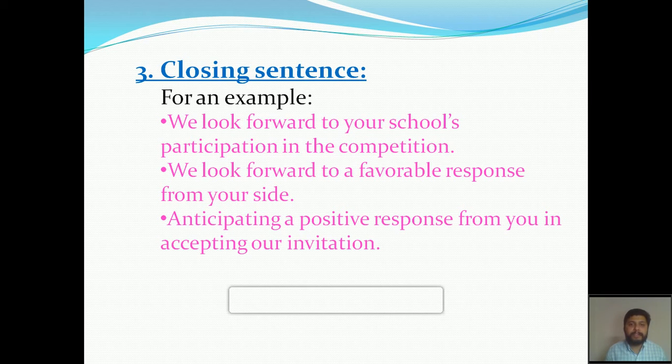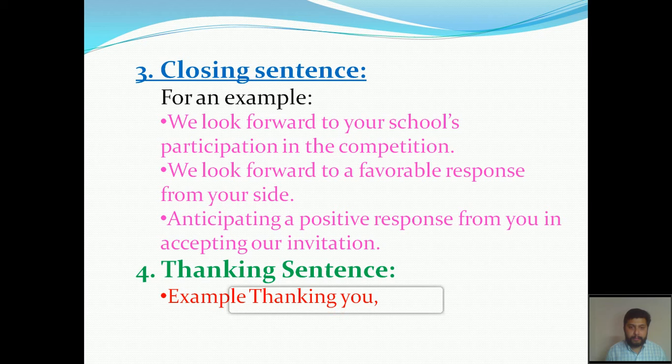So any one of these can be used as the closing sentence while you write an email. Now the fourth one is the thanking sentence. For example, "Thanking you." When you write the thanking sentence, you can use "Thanking you," the same sentence, but there must be a comma at the end. So you can see in the example given here.